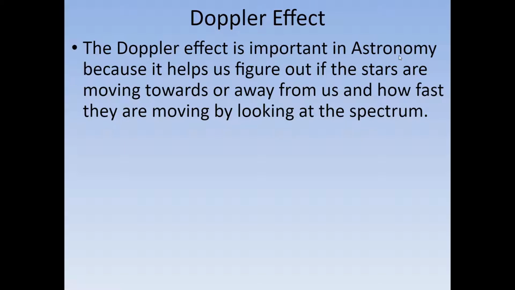Now, the Doppler effect is super important in astronomy because it mainly tells us about stars. It tells us whether or not the stars are moving towards us or away from us, but it also tells us how fast they're going. Through the Doppler effect, we're able to find out things like that the closest galaxy to us, the Andromeda galaxy, is about to collide with us. That it's moving quickly. We actually know when it's going to collide with us.